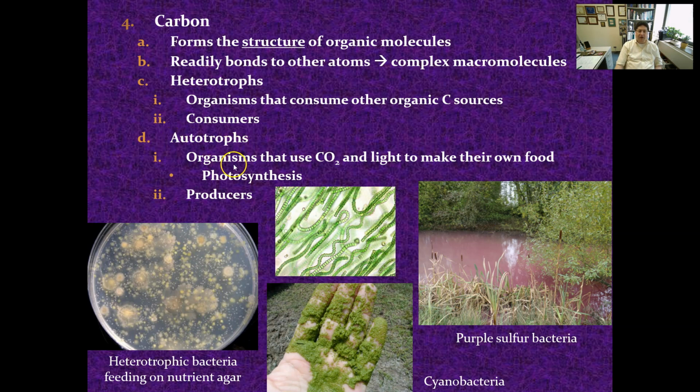Ecologically, we refer to autotrophs as producers because they are producing their own food. Heterotrophs are consumers. They're eating other things.